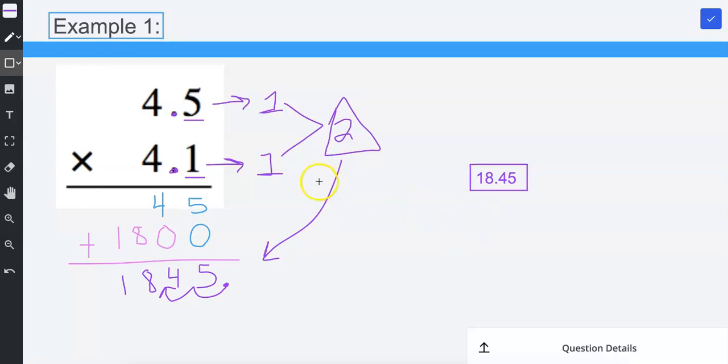Now think about if that makes sense. We're multiplying really it's about 4 times 4. And 4 times 4 is 16, which is pretty close to 18.45. So I'm confident that that answer does make sense if we got 18.45.